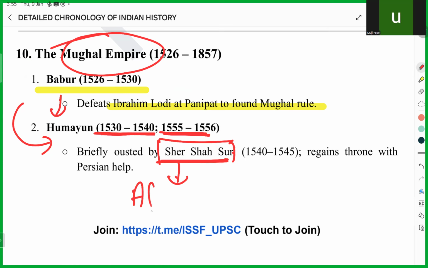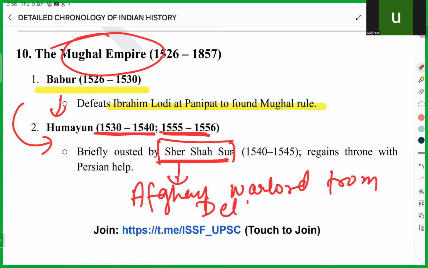He was an Afghan warlord from Delhi Sultanate area. So what had happened was that to control Bihar and Bengal, the Delhi Sultanate people, they had put Afghan warlords who were loyal to the Delhi Sultanate to control the Bihar and Bengal area.